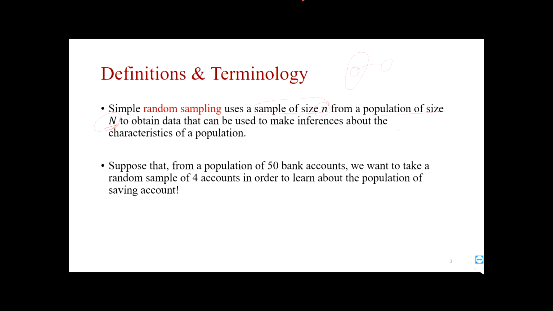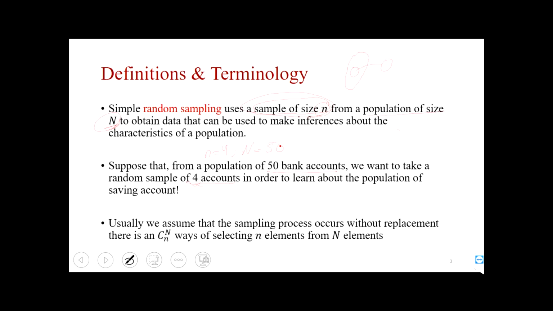Suppose that from a population, I gave an example of a population of 50 bank accounts. We want to take a random sample of 4 accounts. So my sample size is 4, n equal to 4, and the big N, we are assuming, is 50. If I ask you how many samples we could really generate from 50 bank accounts, how many groups of 4 accounts could we select? This is known in mathematics as a combination.